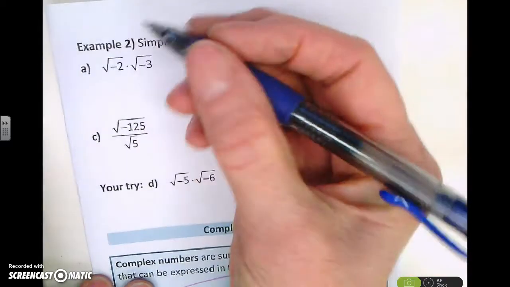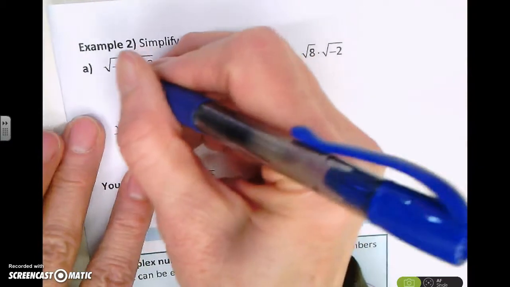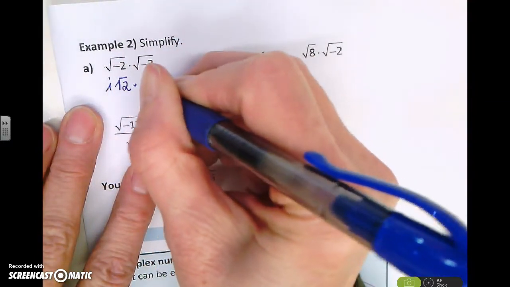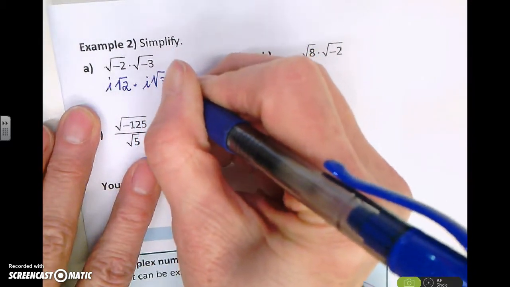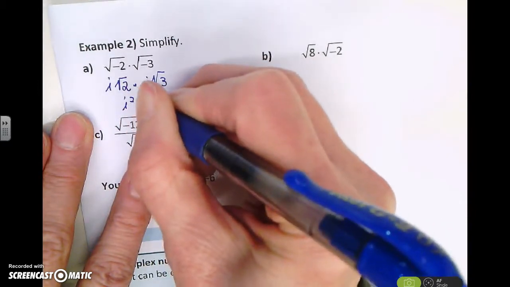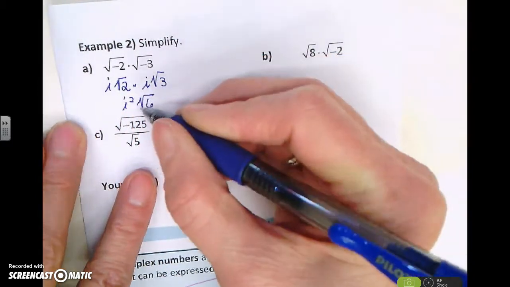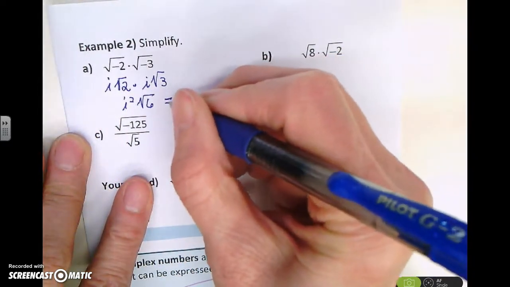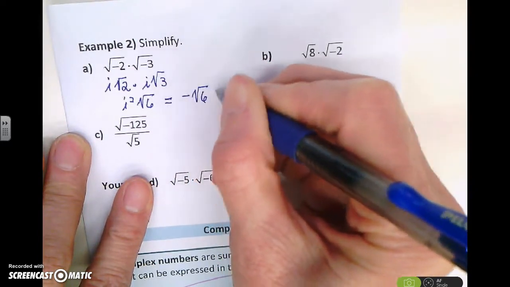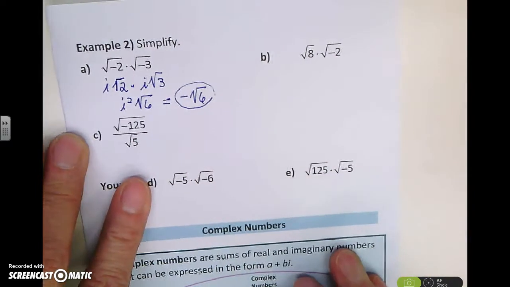So here's some examples of that. We're going to simplify. So this was going to be i radical 2 times i radical 3. When I multiply it, I'm going to get i squared and then radical 6. And of course, i squared, I can substitute -1. So a negative square root of 6 for my answer.